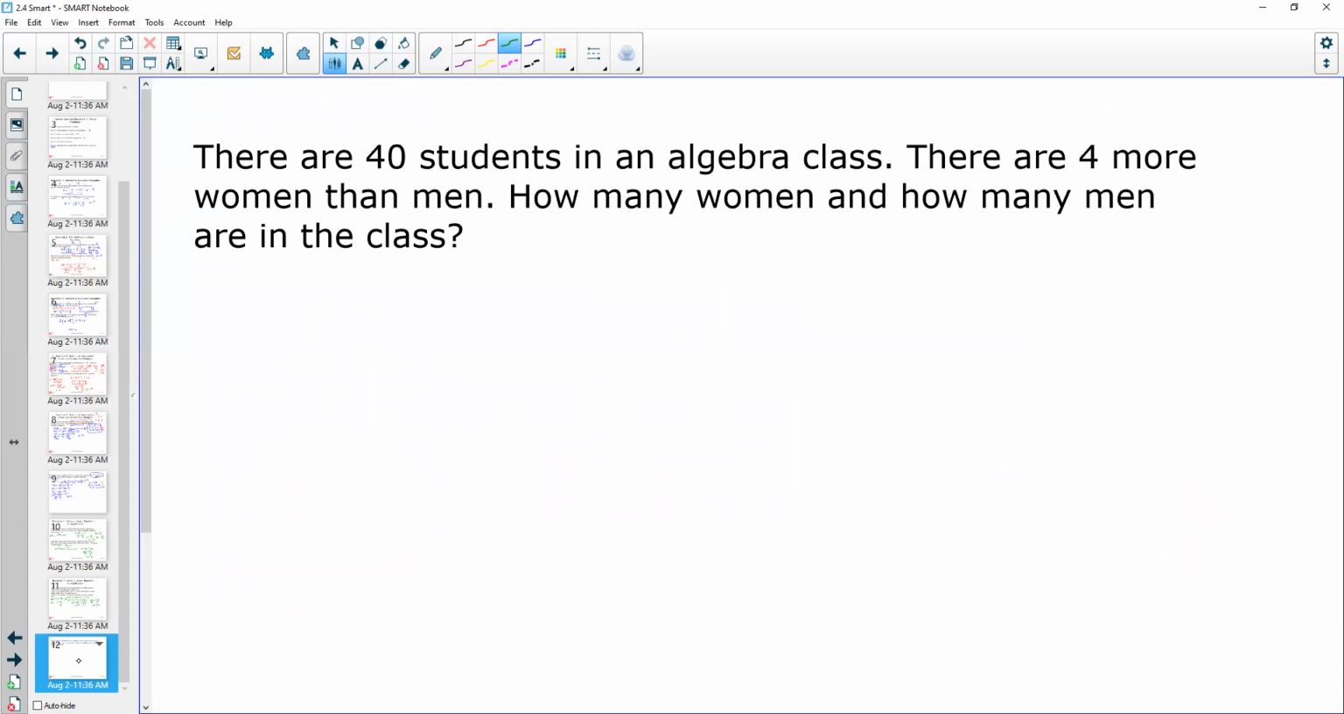All right, you try this one. 40 students in an algebra class, 4 more men than women. How many men and women are there in class? And here's the thing, you could probably guess and check your way to this answer. That is not the point. This is algebra class. You're supposed to be writing equations. I will tell you in the end that there are 18 men. You see if you can figure out the rest.